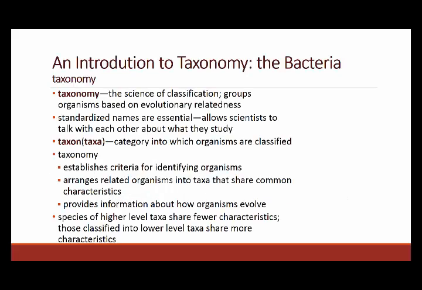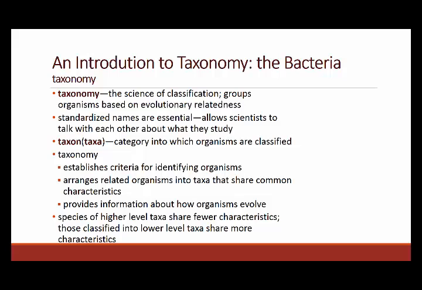So taxonomy is the science of classifying organisms into groups based nowadays on evolutionary relatedness. We look to cluster together, into further and further refined groups, organisms that are most closely related to each other. Standardized names are essential in biology because there's no other way. If we don't have a standard name for an organism, then we don't have a way to talk about that organism and know exactly what we're dealing with.